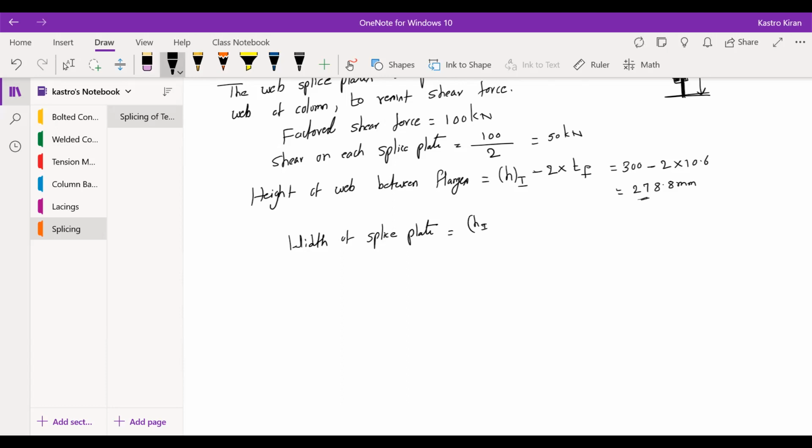Okay, so now the width of splice plate equals the total height of the I section divided by 2. It is half of the height of the I section, which will be 300 divided by 2, which is 150 mm. So the width of the splice plate equals 150 mm.